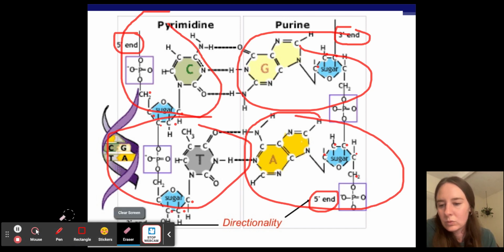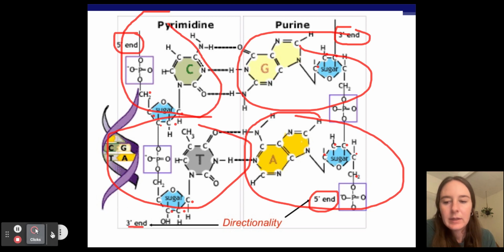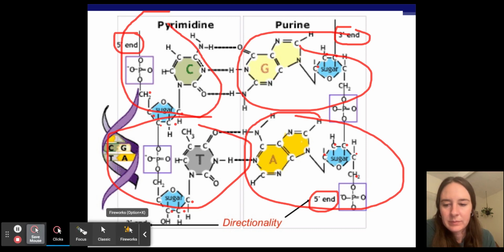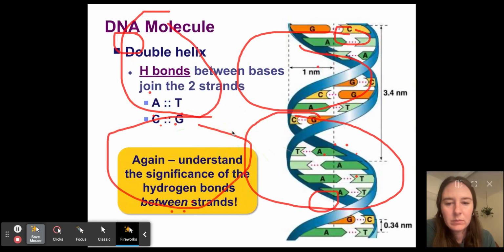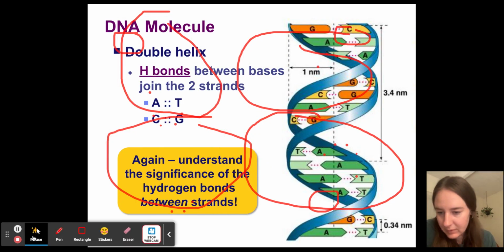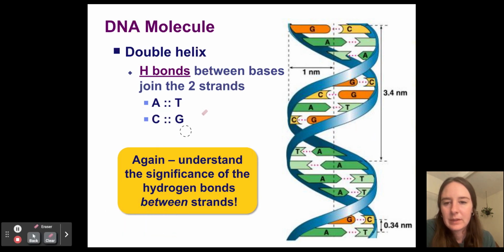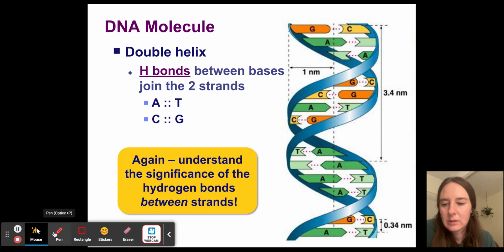All right. I'm going to figure out how to clear this. Fireworks. Woo. Oh wow, that's fun, but that's not what I wanted. Eraser. Clear screen. Okay, there we go. All right. Fun things.